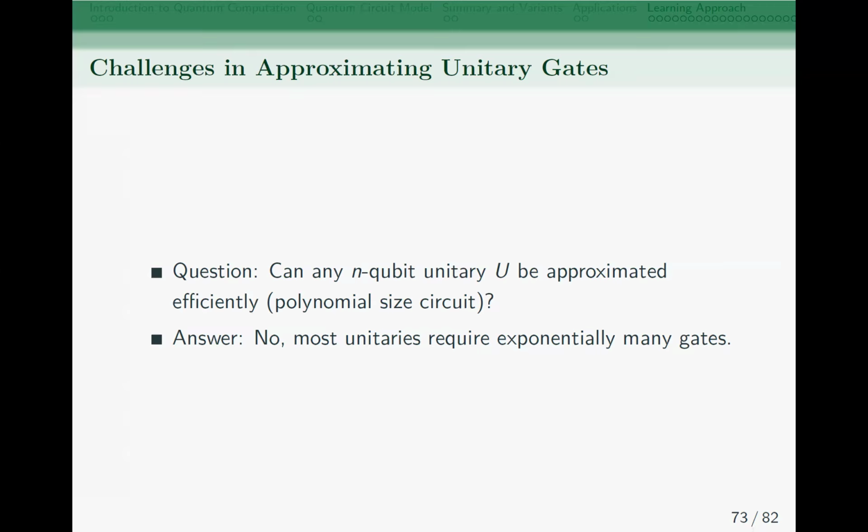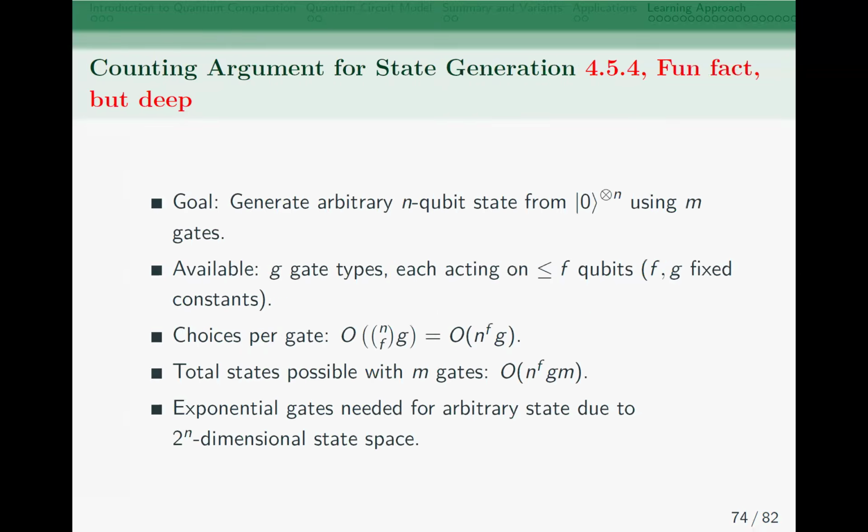And so the problem is, how do you prove these results? Similar to the classical one: can any n qubit unitary be approximated efficiently by a polynomial size circuit? And the answer is no. Most unitaries require exponentially many gates. This proof is basically using the counting argument. Let me just quickly sketch the proof, and you can go back to the text to see it.